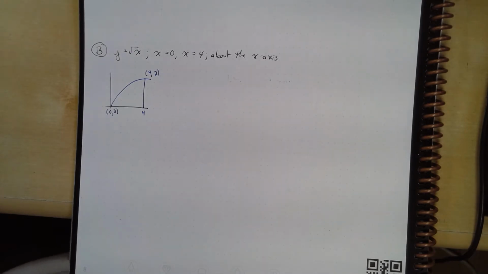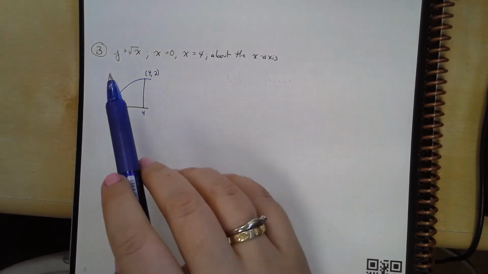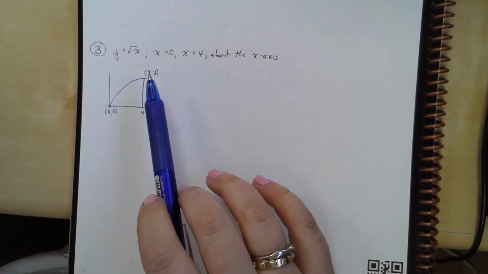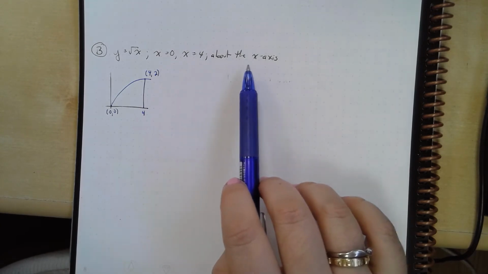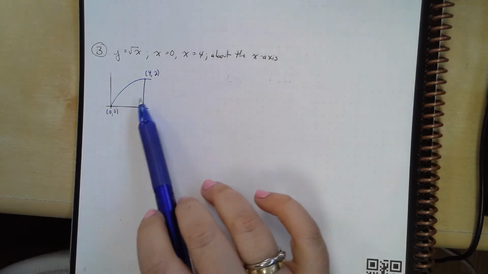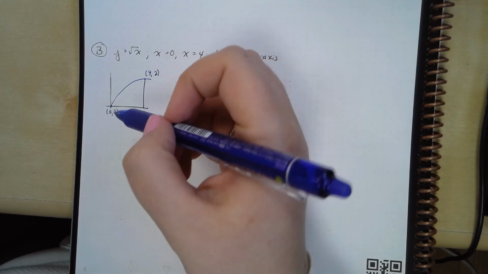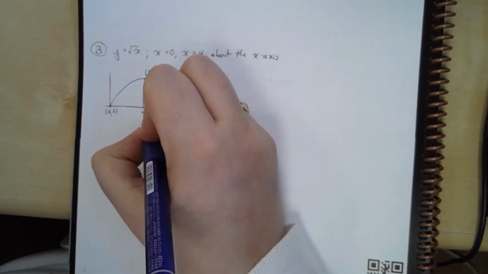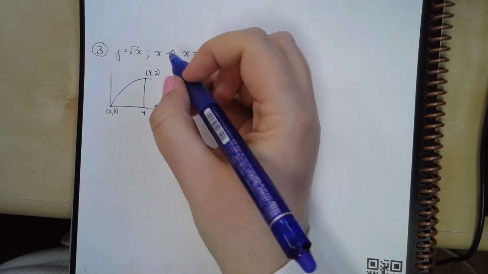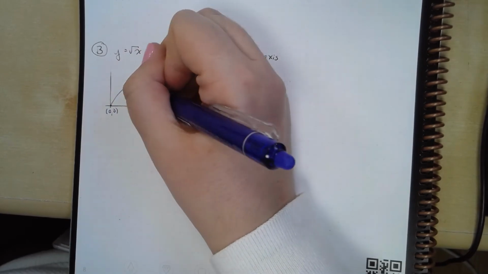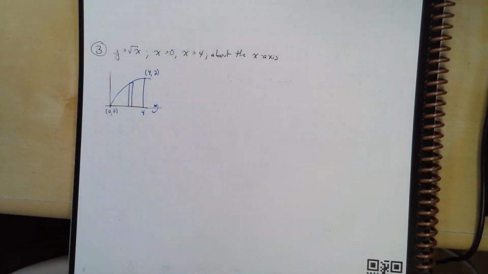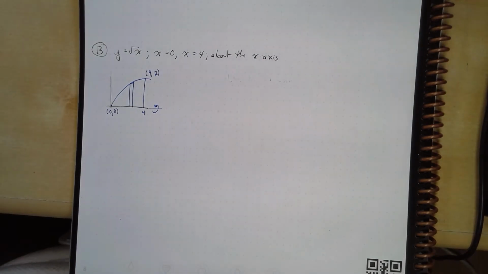For this next one I already drew the graph just to save us some time. Here we're asked to evaluate y equals the square root of x, y equals 0, x equals 4, about the x-axis. So we've got our shape here, and if this is rotated about the x-axis, then we're going to end up having our disk right here, right? And it looks like you'd get a weird bowl shape out of this.